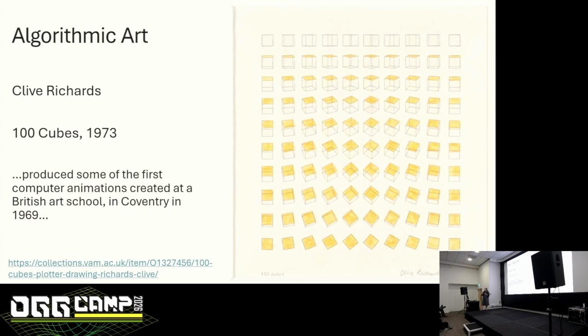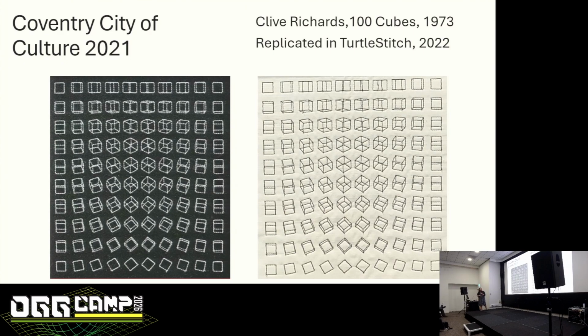But Coventry was City of Culture in 2021. Unfortunately, we had COVID as well, so that kind of impacted on things. But as a sort of celebration of Coventry City of Culture, I realised a line plotter is very much like an embroidery machine. It's just on textiles. So I started implementing Clive's work. And so you can see the two sides of it. And this exactly follows his form.